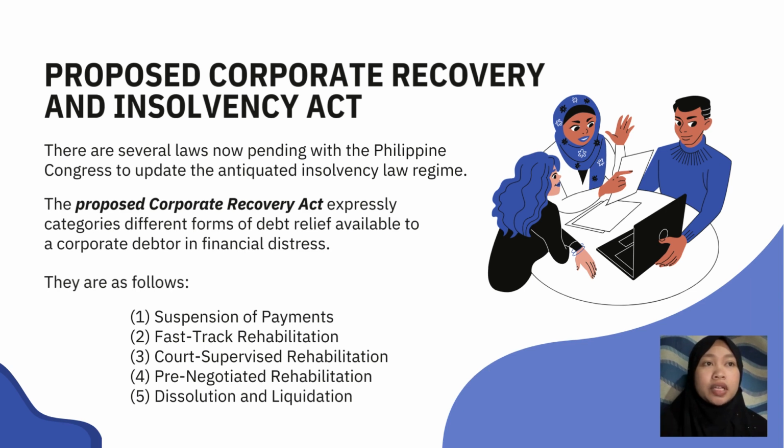This limited remedy provides a company with a moratorium on debt payments while it negotiates an out-of-court arrangement with its creditors. Next is the fast-track rehabilitation. This is the default relief under the proposed legislation. A debtor is limited to this remedy unless, first, it has initiated a pre-negotiated rehabilitation proceeding. Next, if the debtor is a non-stock corporation or partnership and a majority of creditors have requested conversion of the proceeding to court-supervised rehabilitation proceedings.